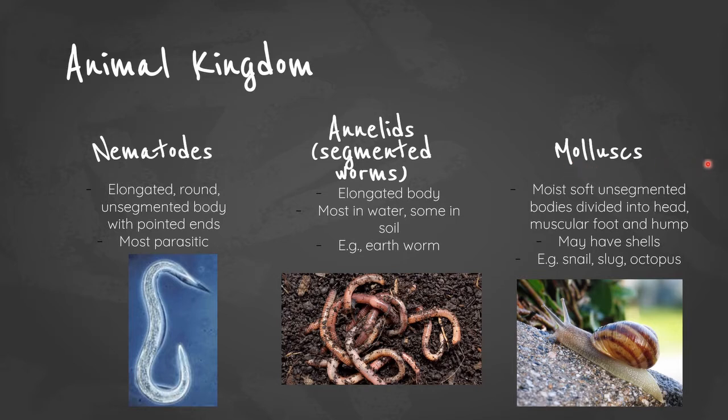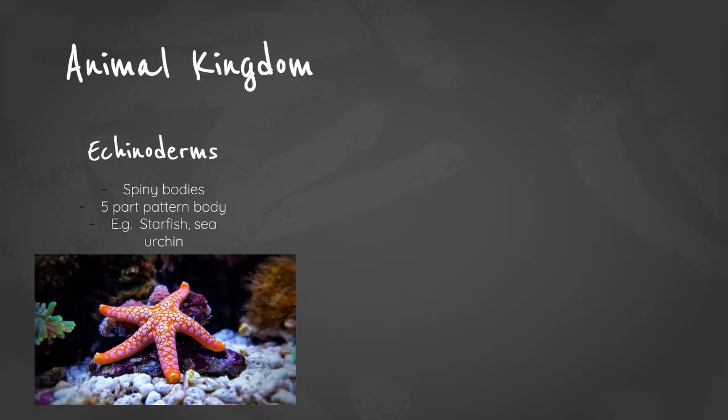Mollusks. These have moist, soft, unsegmented bodies divided into a head, a muscular foot, and a hump. Many have shells. An example is snails, slugs, and octopuses. Echinoderms. They have spiny bodies and a 5-part pattern body. For example, starfish. As you can see, 1, 2, 3, 4, 5. 5 parts.